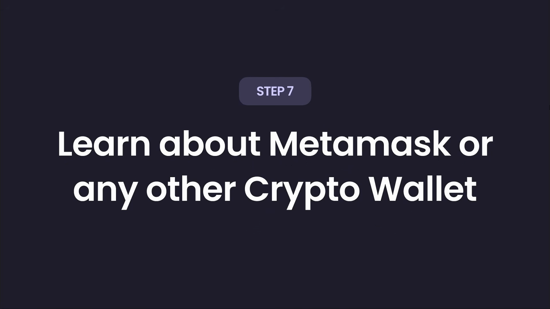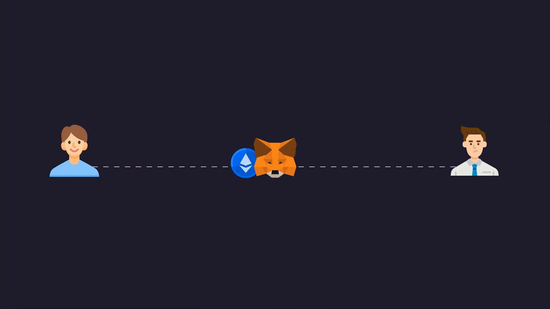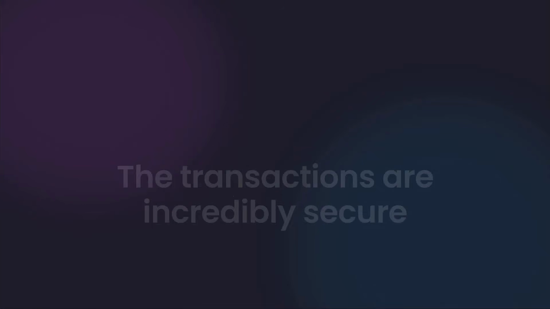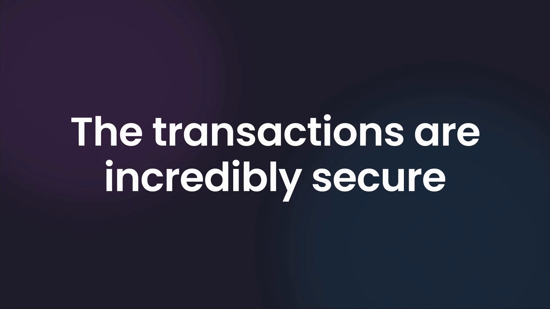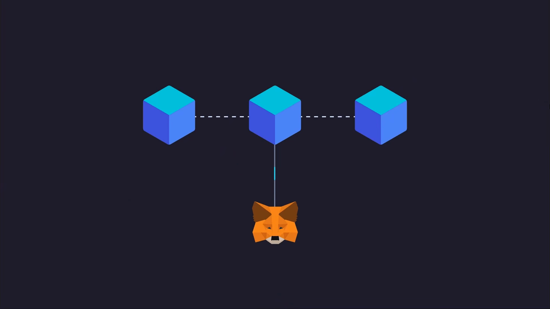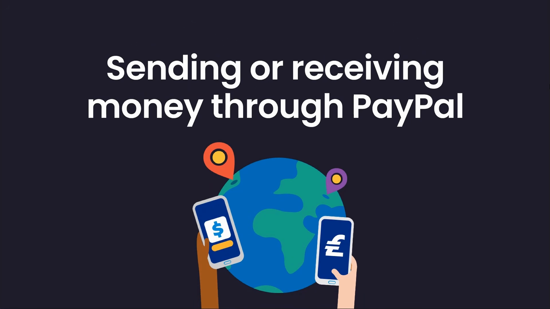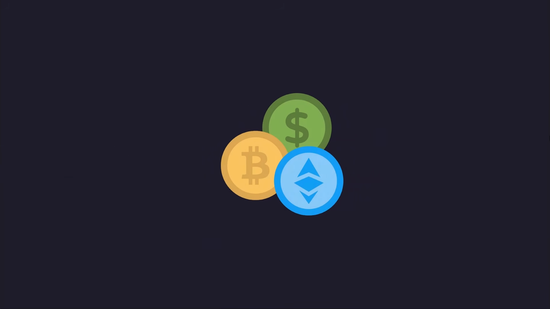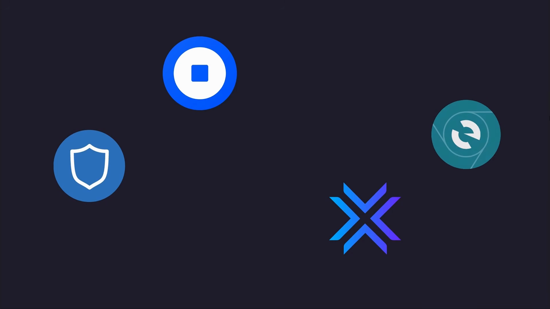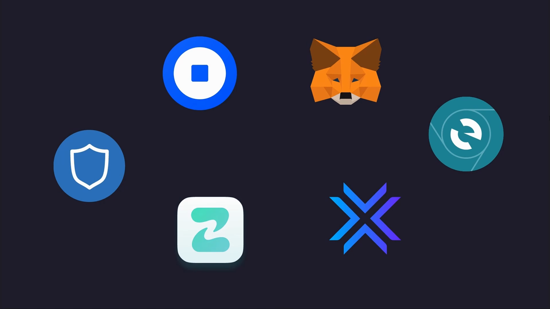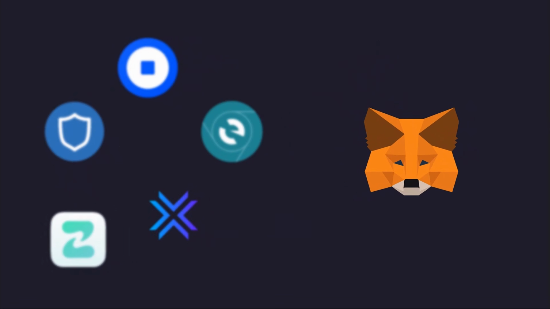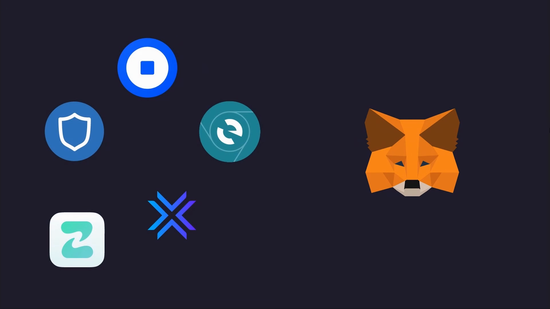Now that you know what dApps are, we can move to the 7th step, which is to learn about MetaMask or any other crypto wallet. Blockchain wallets help people exchange funds quickly. Transactions are incredibly secure, as they are cryptographically signed. A wallet is used to interact with the blockchain. Using a wallet is similar to sending or receiving money through PayPal or any other payment gateway, but you use cryptocurrency instead. There are a lot of crypto wallets out there, but my recommendation would be first to learn how to integrate your smart contracts with MetaMask wallet, and then later learn about all the other ones.